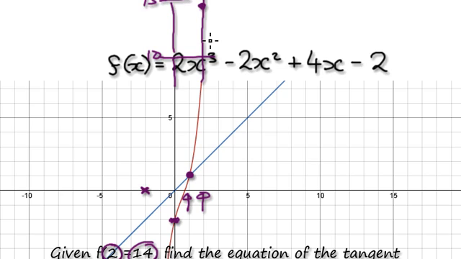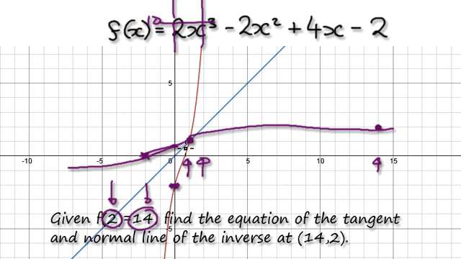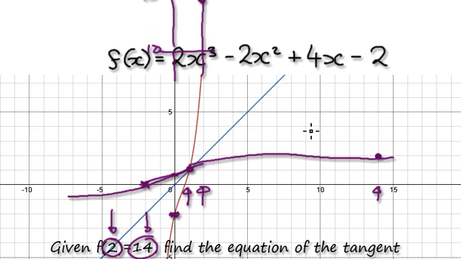So at the moment you've got 2 comma 14, so the inverse must be 14 comma 2. 14 is here, comma 2 will be here. So your inverse graph will look something like this, and this bit here will do something like this. So just have a quick sketch.